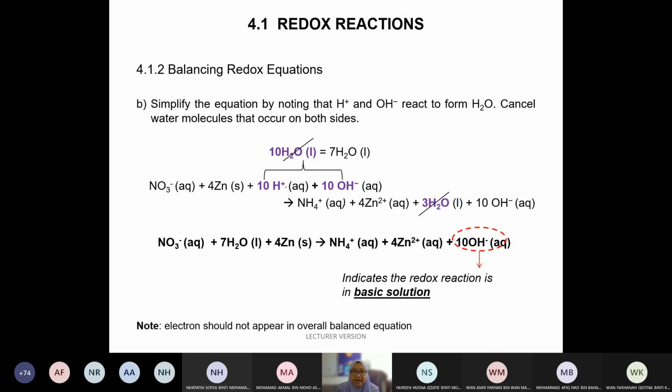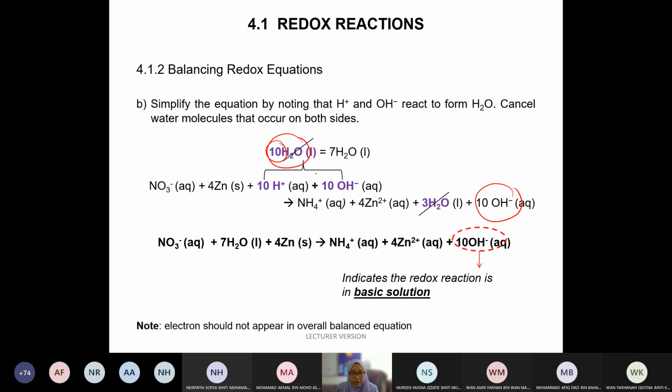Satu benda yang you kena consider adalah bila H plus combine dengan OH minus, it will produce water. Okay, how much water will be produced? It will produce the same coefficient, the same amount of H plus dengan OH minus, which is 10 H2O of water will be produced. Okay, alright. Yang ni tak ada siapa-siapa boleh cancel dia. So dia remain as is.